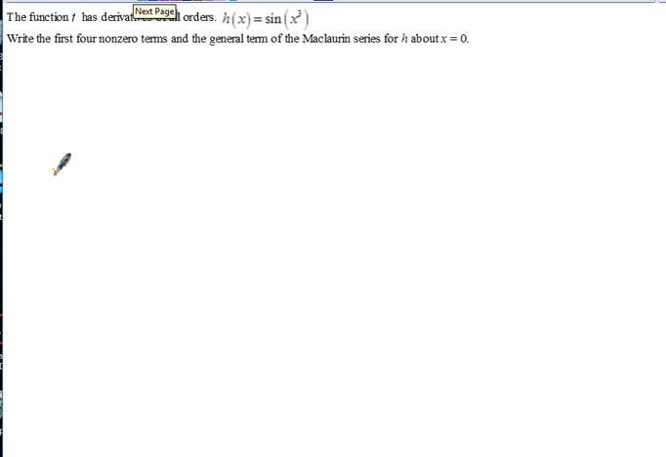All right, this first one says the function f has derivatives of all orders. Okay, so the derivatives exist everywhere. And h of x is sine of x cubed. And we're asked to write the first four non-zero terms and the general term of the Maclaurin series for h about x equals 0. Remember, all Maclaurin series are Taylor series, but they're specifically about x equals 0. Taylor series don't have to be about x equals 0.